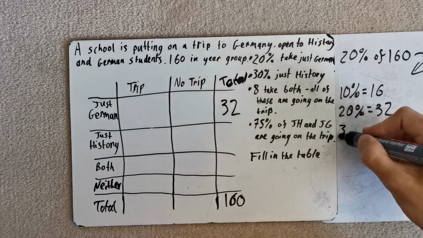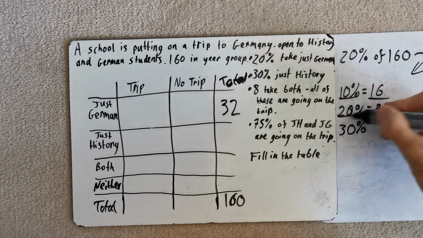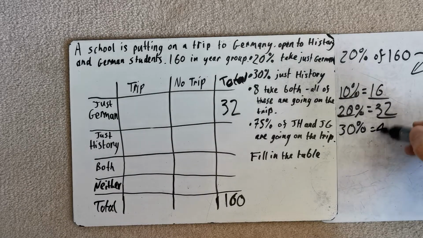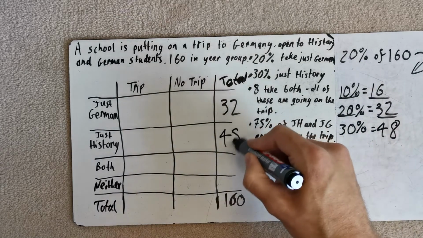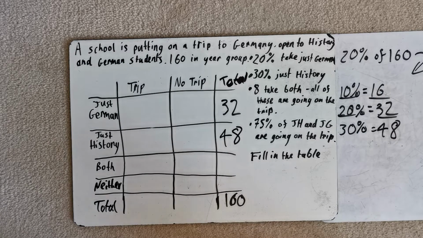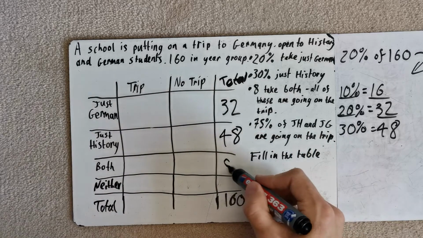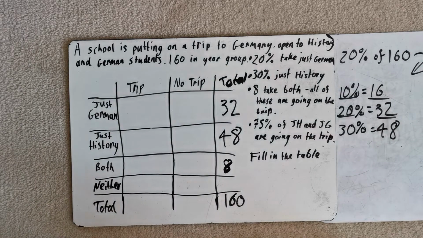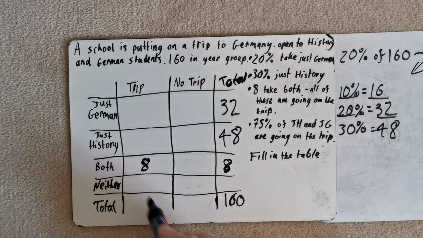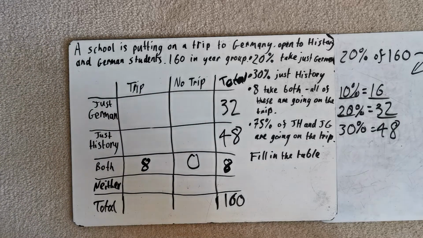30% take just history. So let's add those two together. 10% plus 20% would give you 30%. Add them together, you'll get 48 students. Okay, apologies for that. That was my cat. Now, 8 take both. All of these are going on the trip. So 8 take both, that is the total that take both, and the total going on the trip. Now, all of these are going on the trip, so 0 in the no trip column.